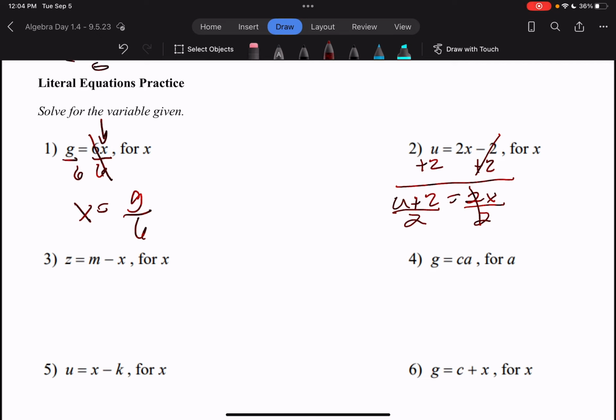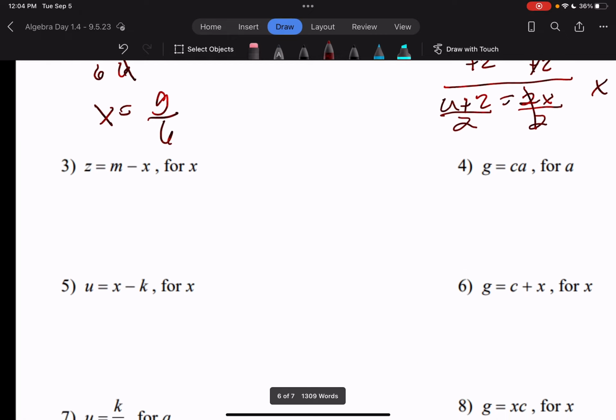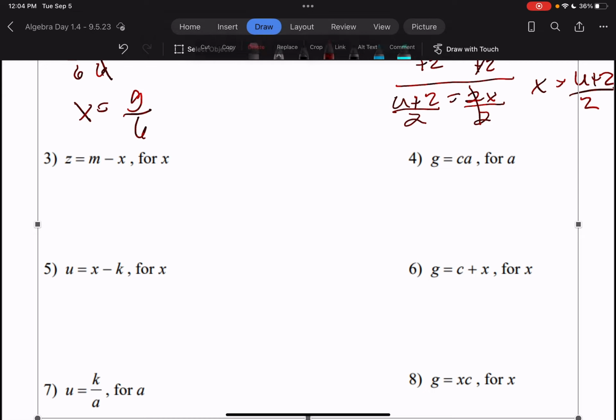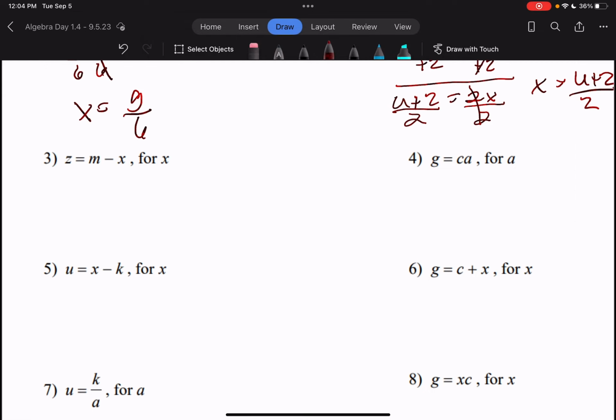That's it. That's your answer. X equals u plus 2 divided by 2. All right, literal equations aren't going to look pretty, which is why students are sometimes resistant to them, but you're doing the exact same thing that you know how to do with any equation.